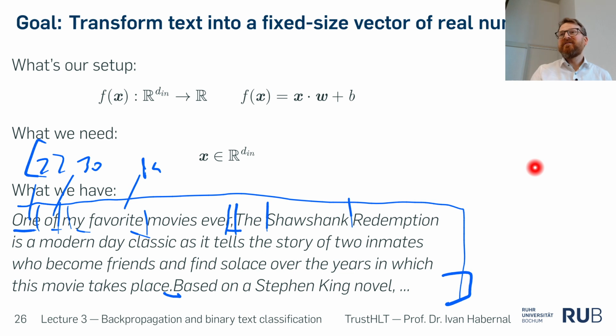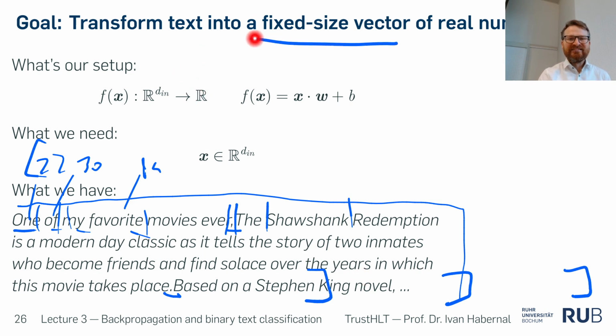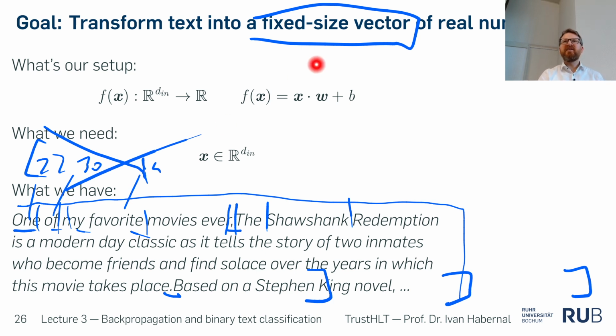It won't be a fixed-size vector, because why? It depends on the length of our text. Exactly. If you have a longer text, it will be much longer. If you have a shorter text, it will be much shorter. So that's a bad idea. Maybe something else. How can we turn this into a vector?